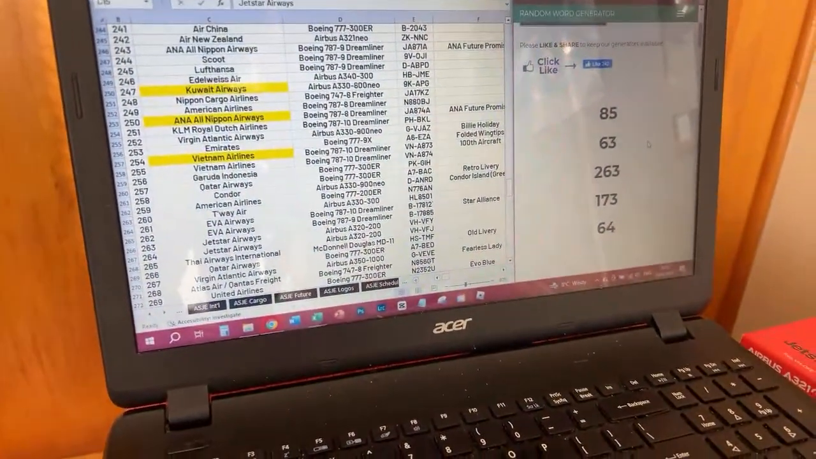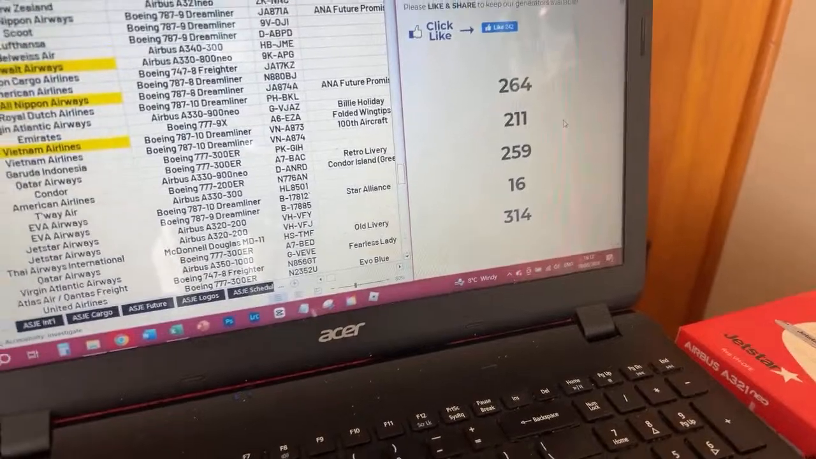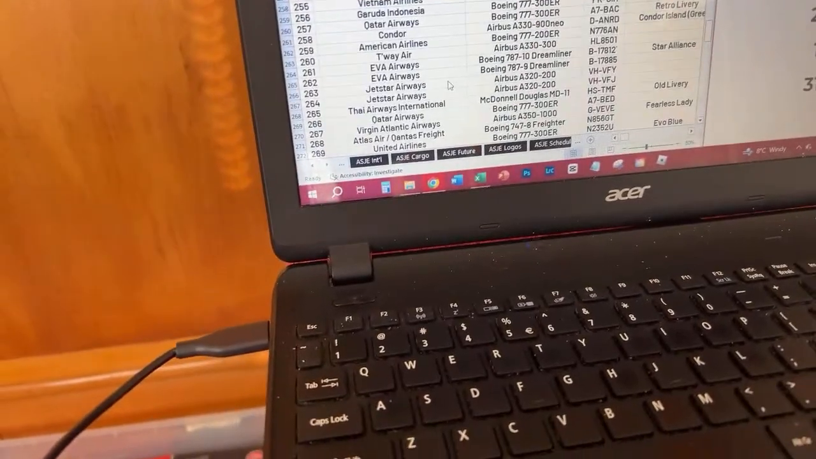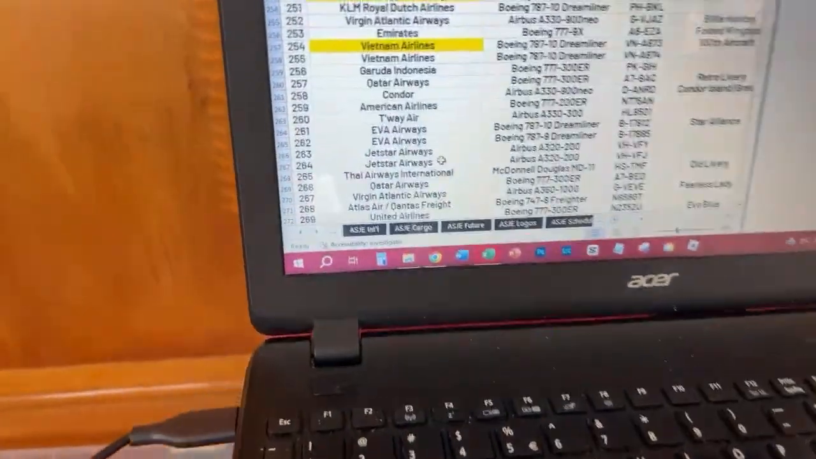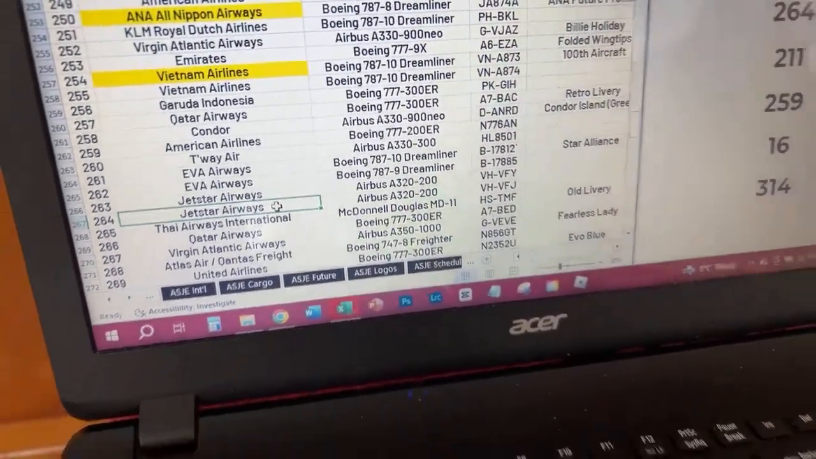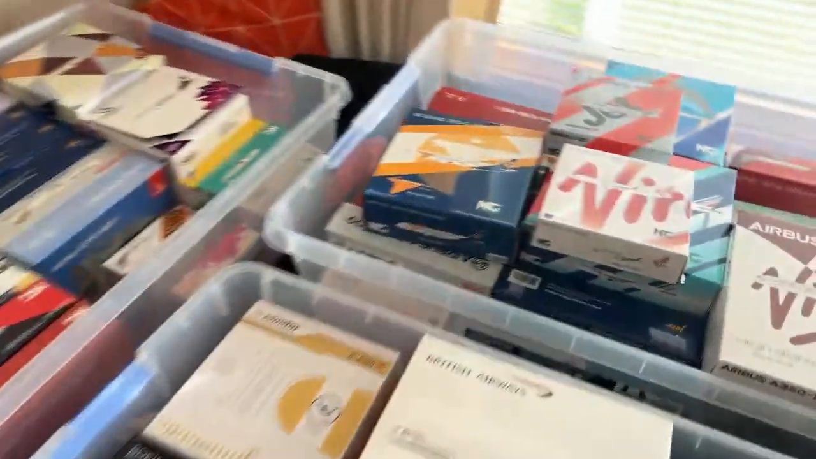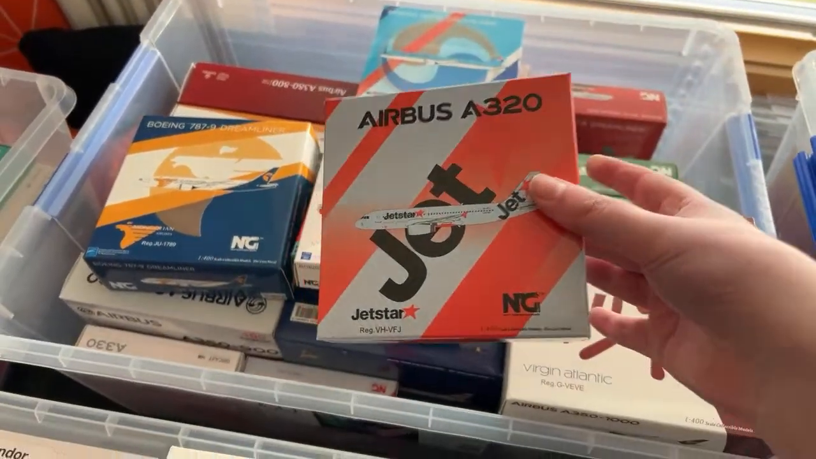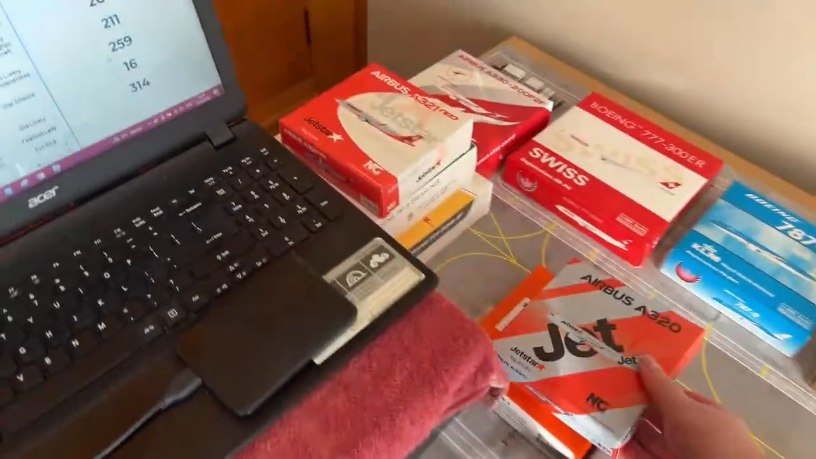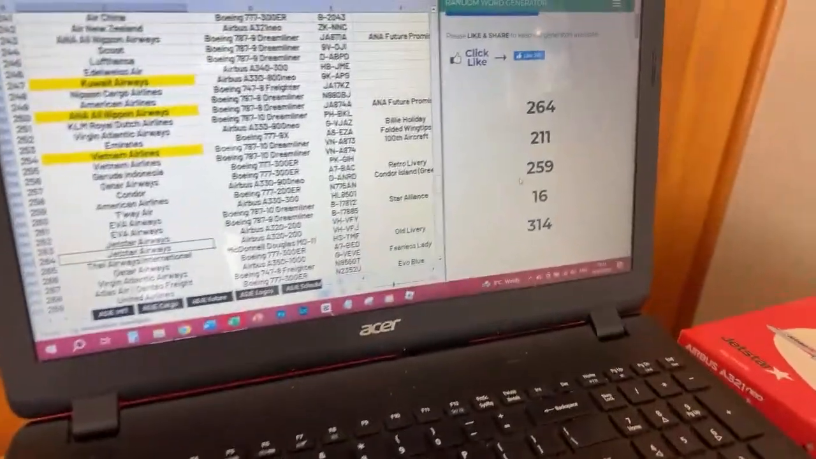Okay. 264. 264 is the Jetstar A320 Foxtrot Juliet. We'll have a look at that one. It is over here. Jetstar A320. So that might be a potential substitute for the Singapore Max, perhaps. We'll look at the rest of them.